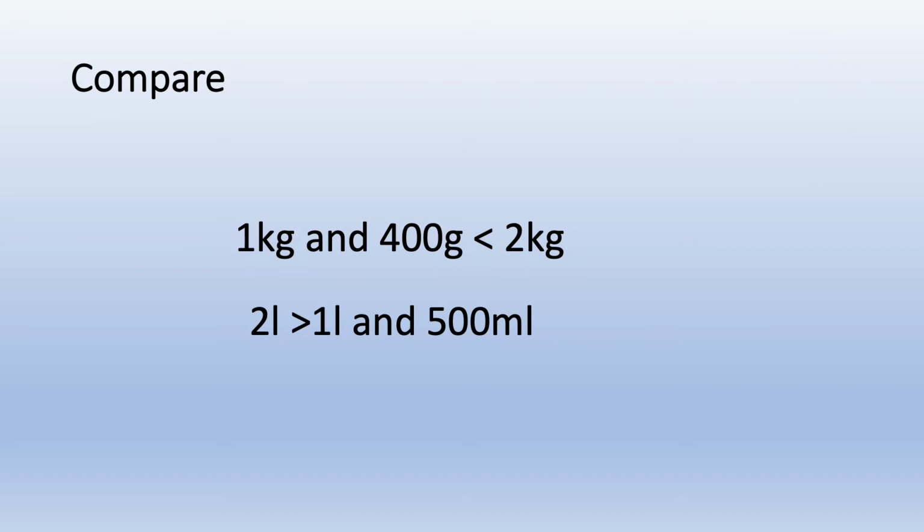Your child should build on the mathematical vocabulary of lighter, heavier, full, empty that they learnt in Key Stage 1, so to now understanding that kilograms are used for heavier objects and litres are used for larger containers. They can then compare mixed measurements using inequality symbols. For example, here we have 1 kilogram and 400 grams is less than 2 kilograms, and 2 litres is greater than 1 litre and 500 millilitres.